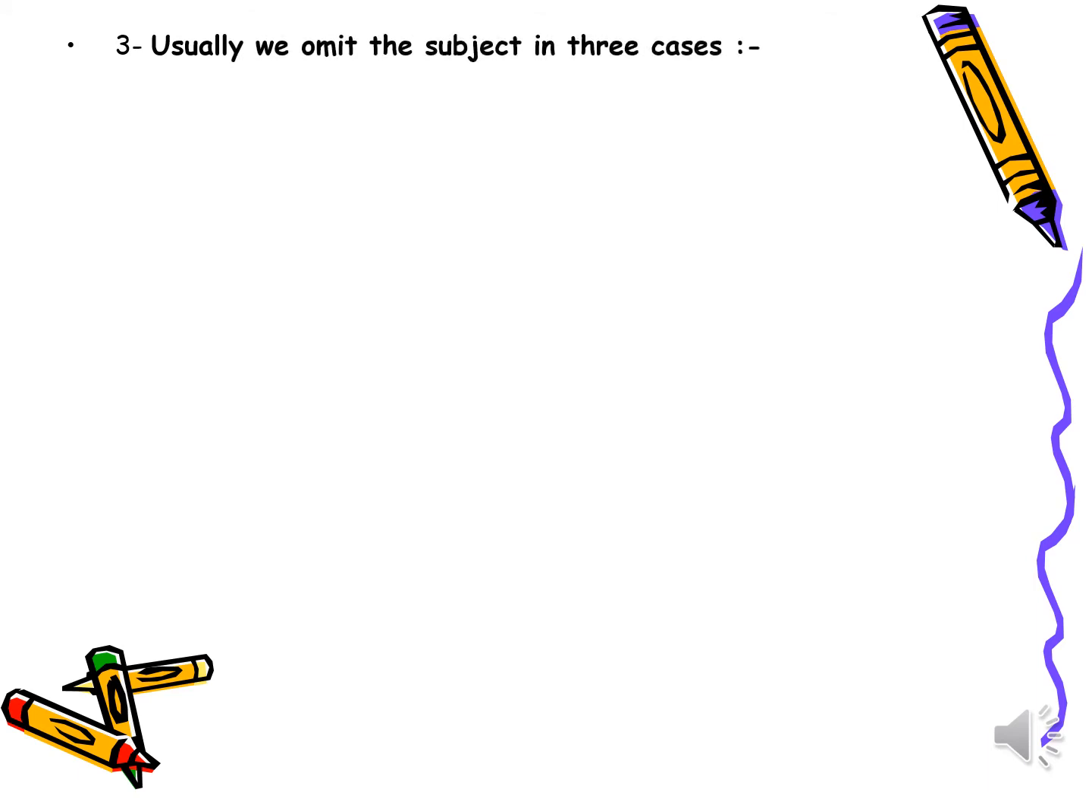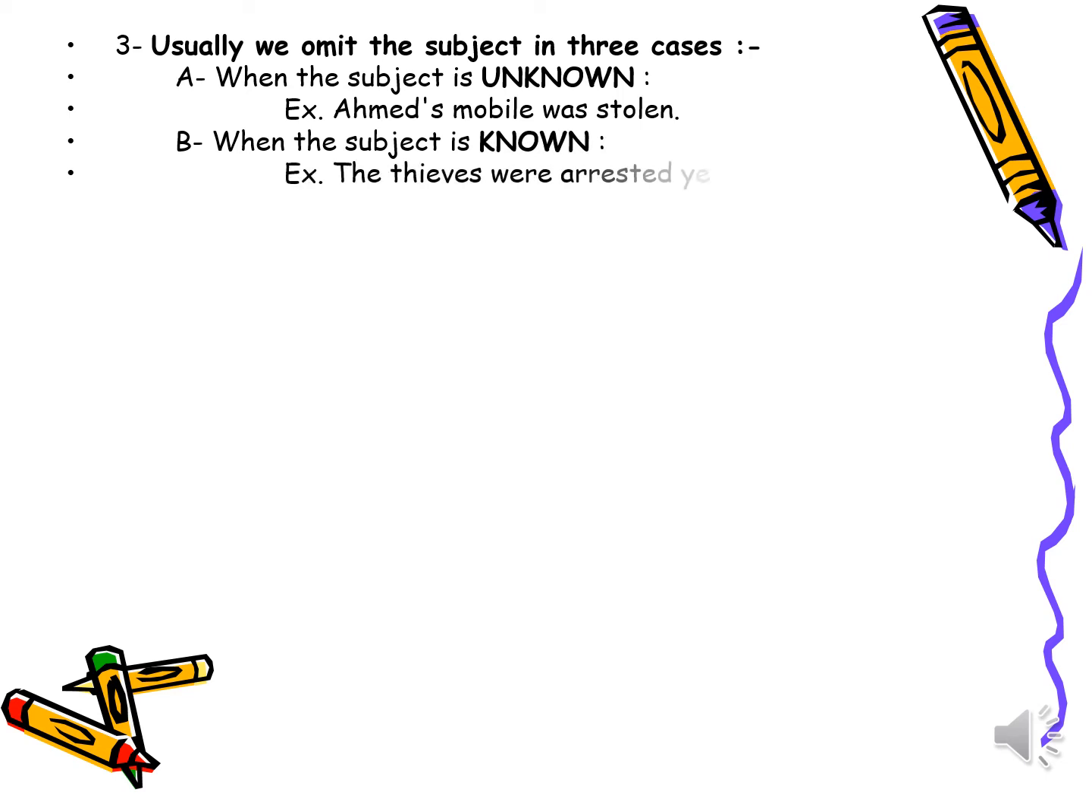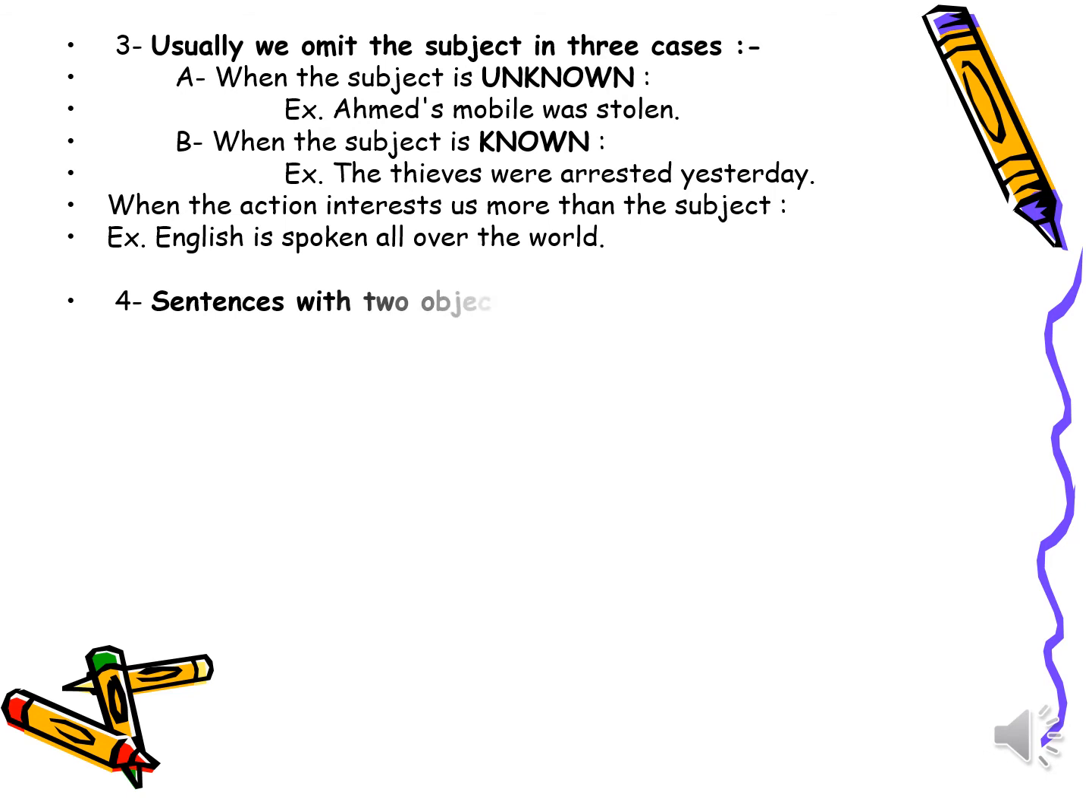There are some cases to cancel the subject. Number one, when it's unknown. Look at the example: Ahmed's mobile was stolen. We don't know who stole the mobile. Number two, when it's known. Look at the example again. Here we say: The thieves were arrested yesterday. Of course it's clear that the thieves were arrested by the police. Exactly. And as I said before, we focus more on the event itself rather than who or what is responsible for it.